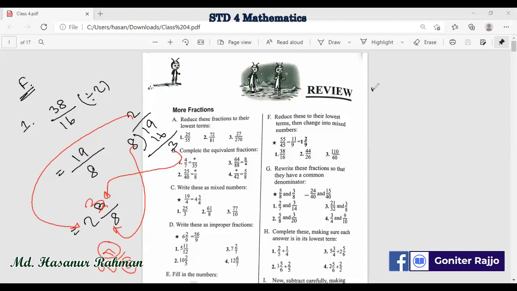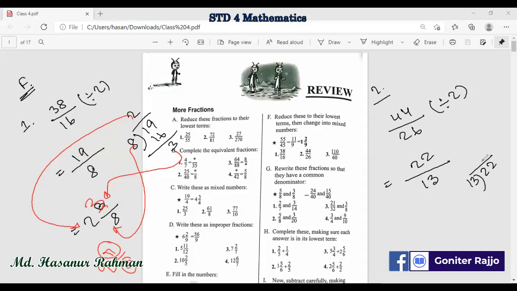Now, next one, number 2. Number 2 says 44 divided by 26. So we can divide both numbers 44 and 26 by 2 because both are even numbers. 44 by 2, that is 22. 26 by 2, that is 13. Now we have to convert this one into a mixed number. So how can we convert? We have to divide 22 by 13. 13 times 1, that is 13. So what will be our remainder? That will be 9. So our answer should be 1 whole 9 by 13. 1 whole 9 by 13 will be the answer of number 2.